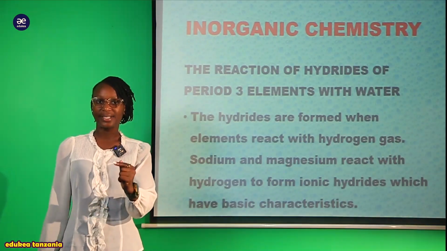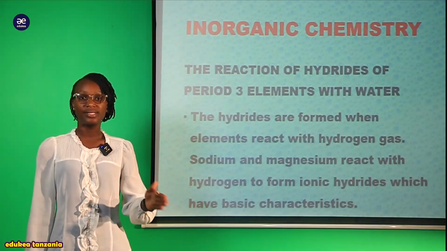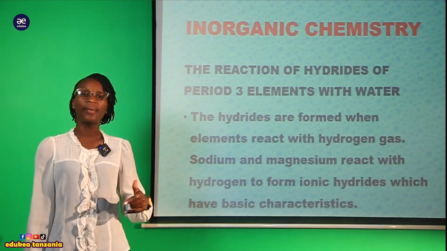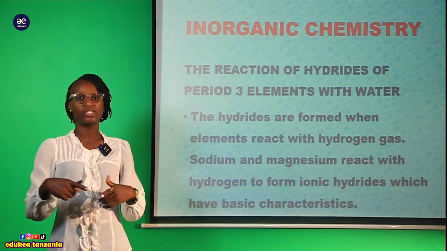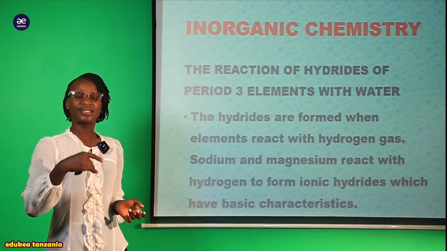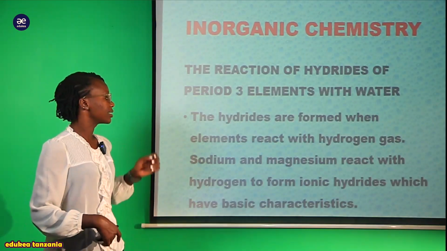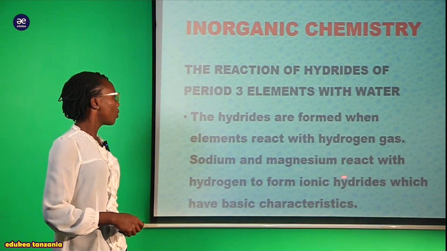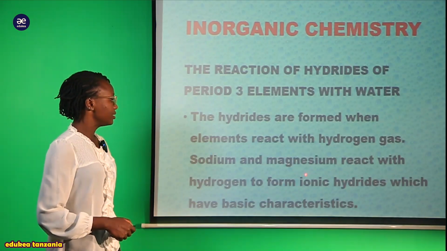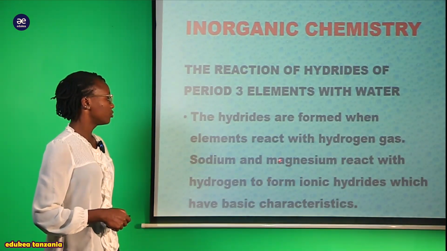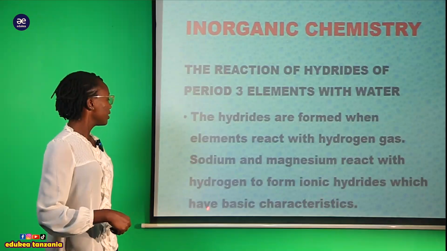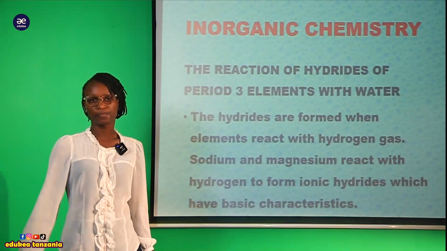So that we can get a hydride compound, it means that the element reacts with hydrogen gas, meaning any element that is attached with hydrogen makes a hydride. So it says that sodium and magnesium react with hydrogen to form ionic hydrides which have basic character.